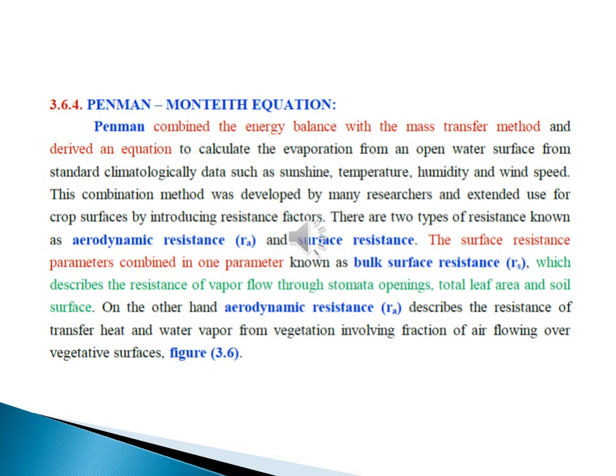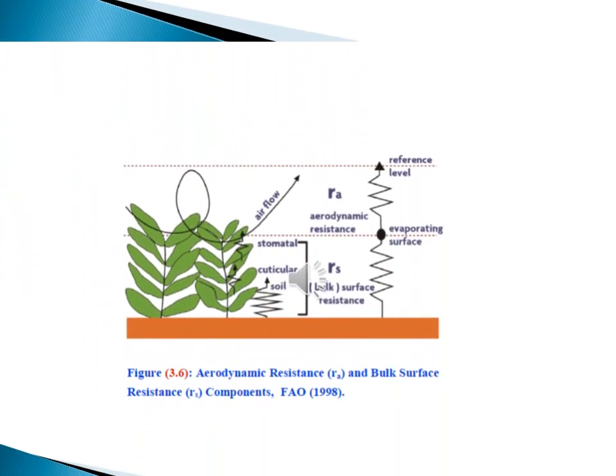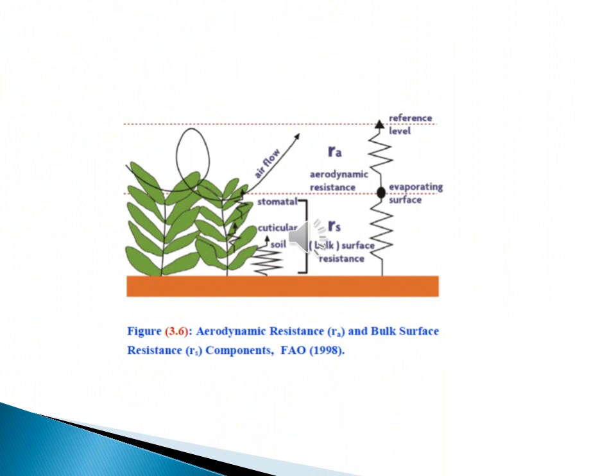Penman-Monteith equation. Penman combined the energy balance with the mass transfer method and derived an equation to calculate the evaporation from an open water surface from standard climatological data such as sunshine, temperature, humidity, and wind speed. Take into consideration that there are two types of resistance known as aerodynamic resistance and surface resistance, as shown. Figure showing both the aerodynamic resistance and bulk surface resistance components.